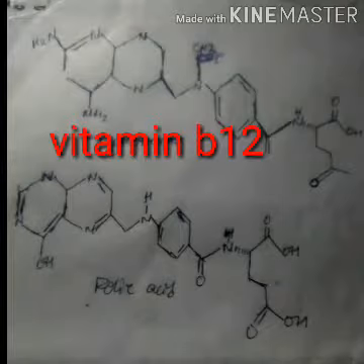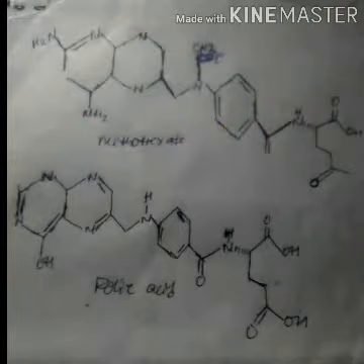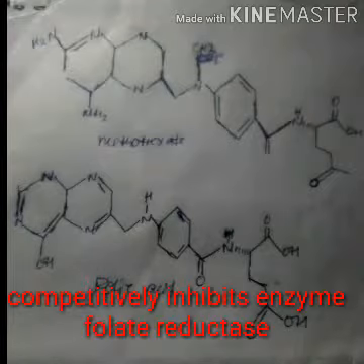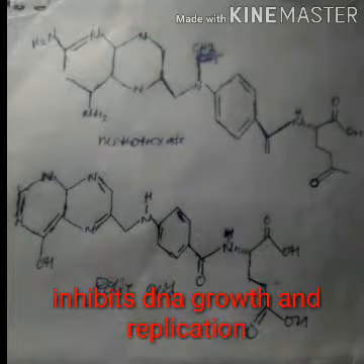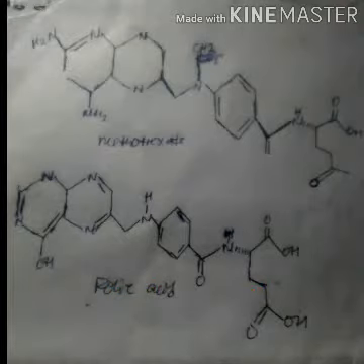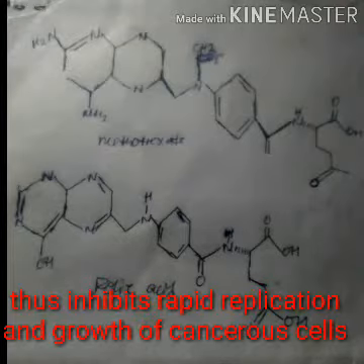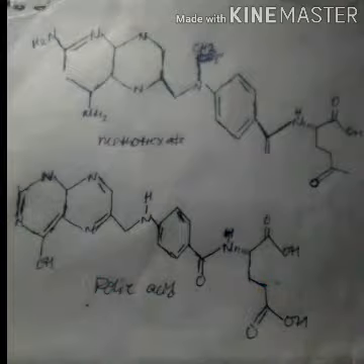Methotrexate inhibits or interferes with the way our body breaks down folic acid. In fact, it competitively inhibits the enzyme folate reductase. When it does that, it inhibits DNA replication, and of course, we know that this will also inhibit the rapid growth of cancerous cells. This is the clinical application and the clinical importance of methotrexate.